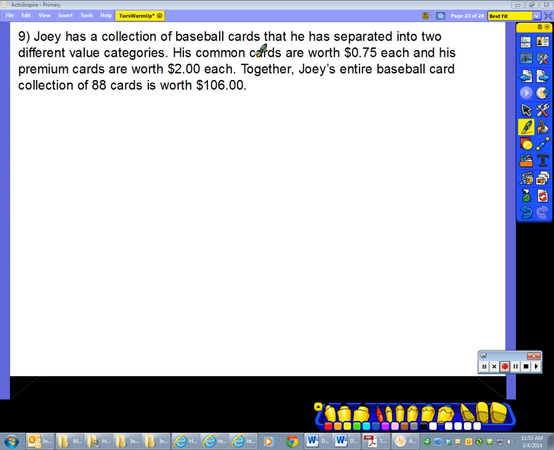Okay, so we've got common cards. I'm going to represent common with a C. And then we've got premium cards. I'm going to represent premium cards with a P. So if I take all of Joey's common cards and add all of his premium cards, how many cards is it going to add up to total? The answer is 88. So his common cards plus his premium cards add up to 88 cards.